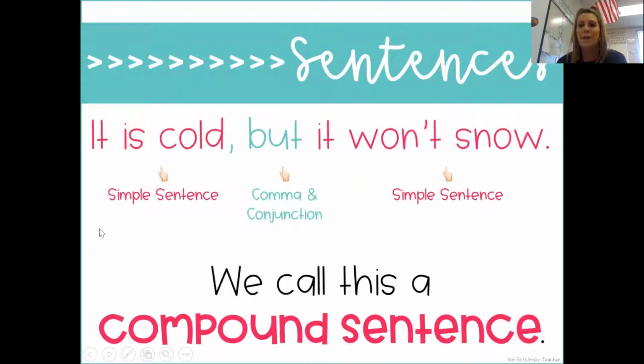So let's look at a compound sentence. It is cold, comma, but, that's our what? Conjunction. It won't snow. So see how it is cold and it won't snow are two simple sentences. But we smashed those babies together. We added a comma. We added a conjunction. And now, voila, we call that a compound sentence.